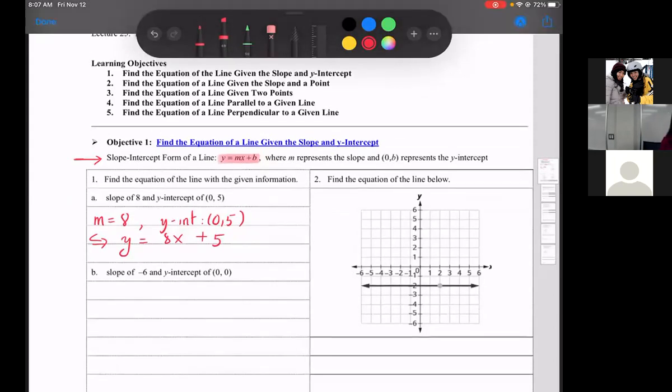Now, there are many ways to find the equation. Sometimes people give you a point and a slope. And sometimes they don't give you a slope at all. They give you 2 points, right? You have to find the slope. But this one is the easiest one.